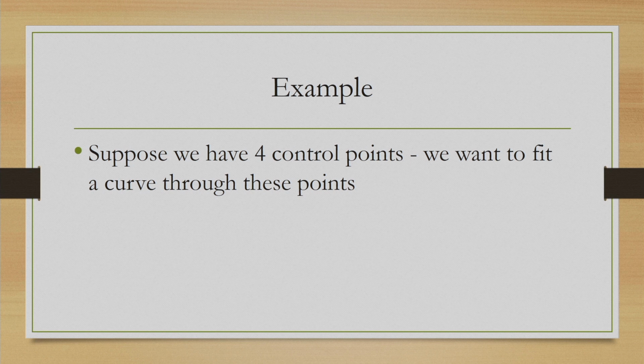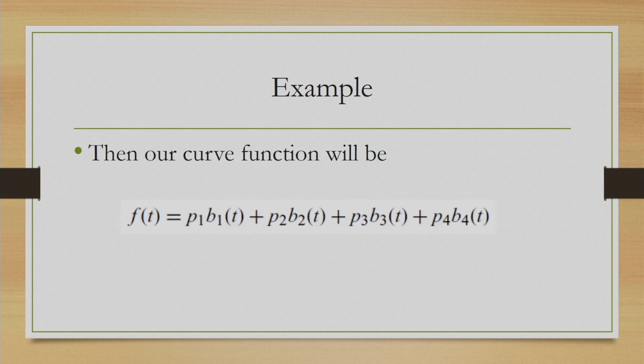Let us try to understand in terms of an example. Suppose we have 4 control points and we want to fit a curve through those points. So, since we have 4 points, our curve function will look something like this. We expand the general form shown earlier to get the 4 blending functions in the general form.